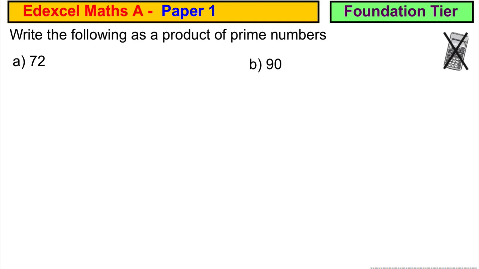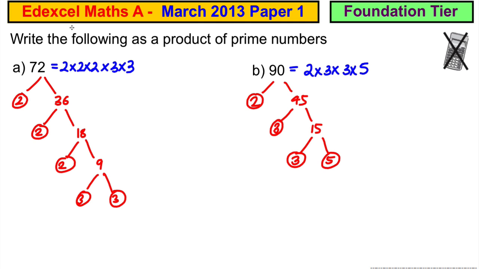Okay, I'm putting the answers up here. 72 can be written as follows, and 90 can be written as follows. 72 out of interest would be 2 cubed multiplied by 3 squared. And 90 would be 2 multiplied by 3 squared multiplied by 5 in index notation.